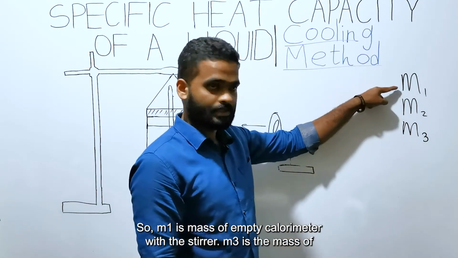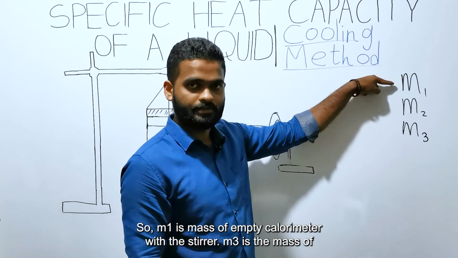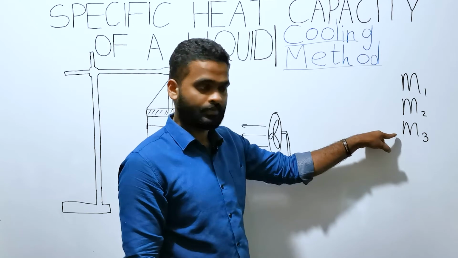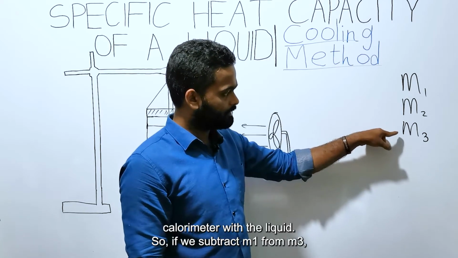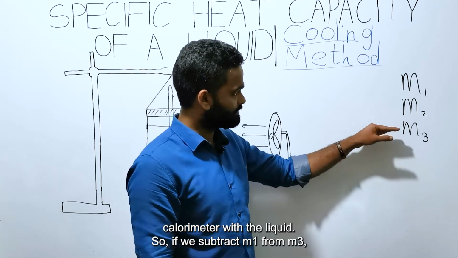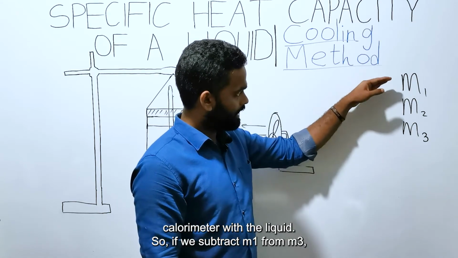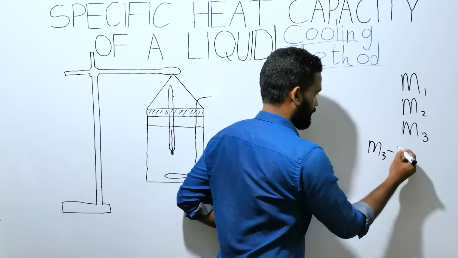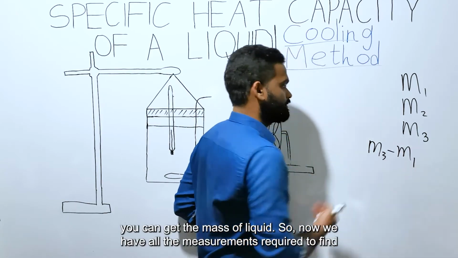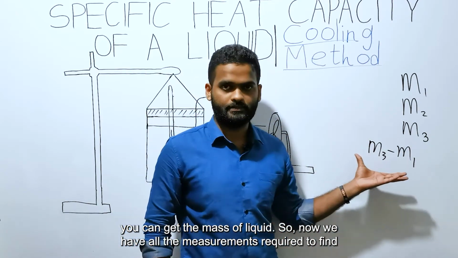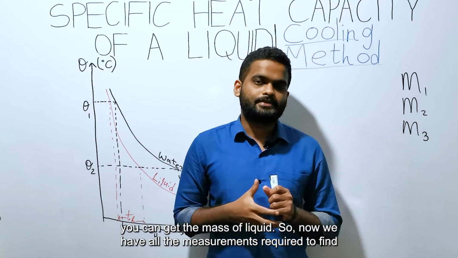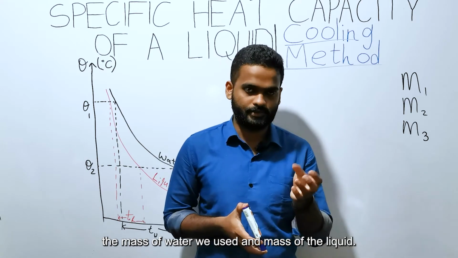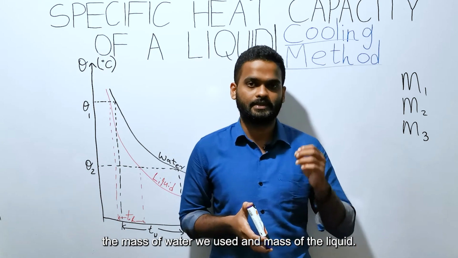So M1 is the mass of empty calorimeter with the styro. M3 is the mass of calorimeter with the liquid. So if we subtract M1 from M3, you can get the mass of liquid. So now we have all the measurements required to find the mass of water we used and the mass of the liquid.